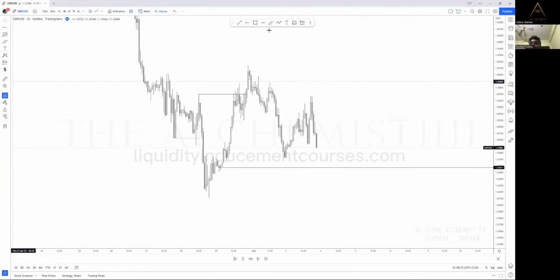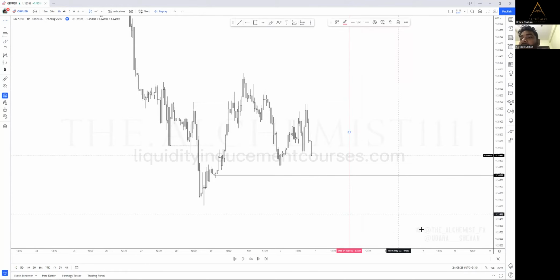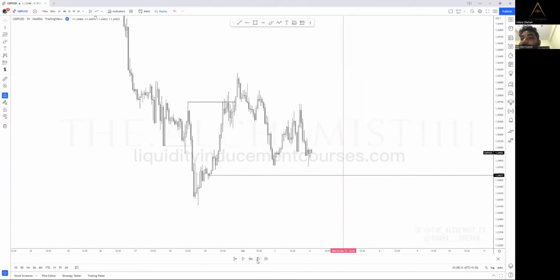If you understand ranges, you will see that the current range you have is from here to here. And this right here is the internal range liquidity. This is your high time frame point of interest. Now, this day we have FOMC coming at 11:30 p.m. You know what FOMC is, right? So FOMC comes at 11:30 p.m. Now look what they're doing.